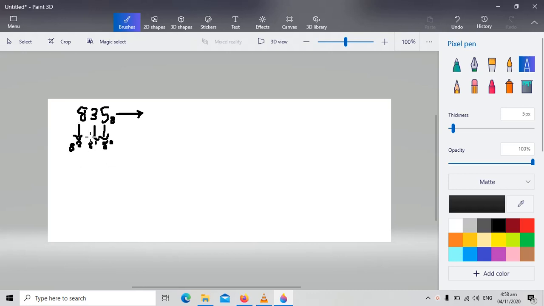Alright, now we have all the values. Now let's solve for our decimal number here. 8 times 8 to the power of 2, plus 3 times 8 to the power of 1, plus 5 times 8 to the power of 0.